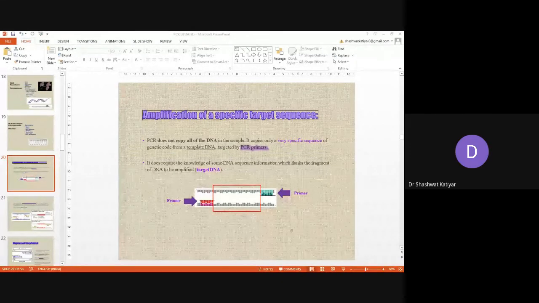So this one is the application of specific target sequences. PCR does not copy all of the DNA in the sample. It copies only a very specific sequence of genetic code from a template DNA, which is targeted by a PCR primer. It does require knowledge of some DNA sequence information which flanks the fragment of DNA to be amplified, the target DNA. The primer attaches on the 3' end, and that primer is used to extend the DNA chain with the help of the polymerase enzyme.